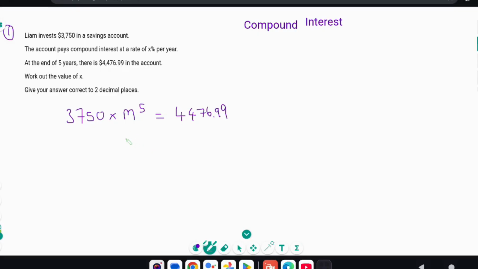So let's get the multiplier first. How do we get the multiplier? We divide both sides by 3,750. And we get 1.193864. But we know our multiplier to the power 5 gives us that. So we need to fifth root this number here.